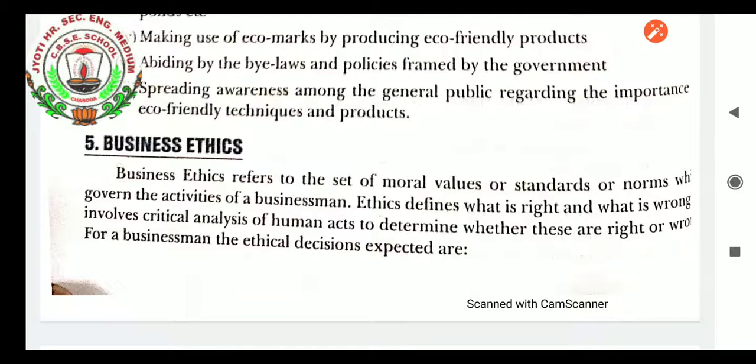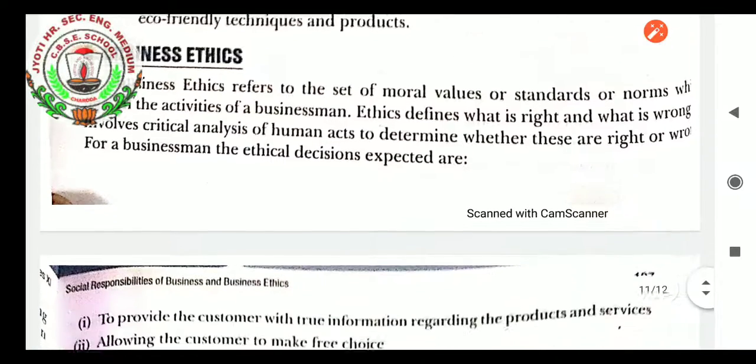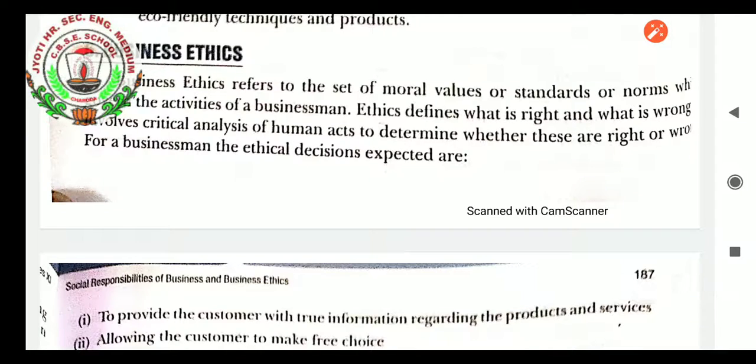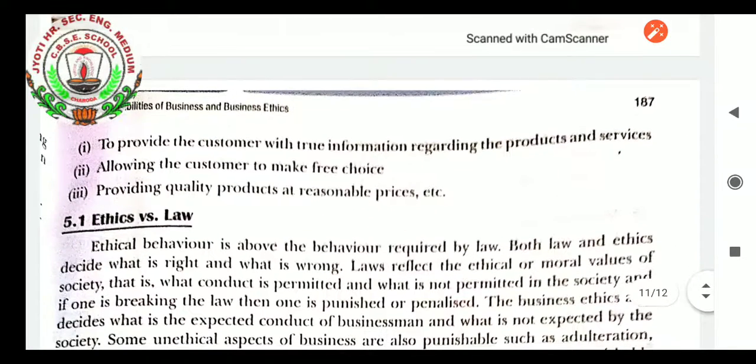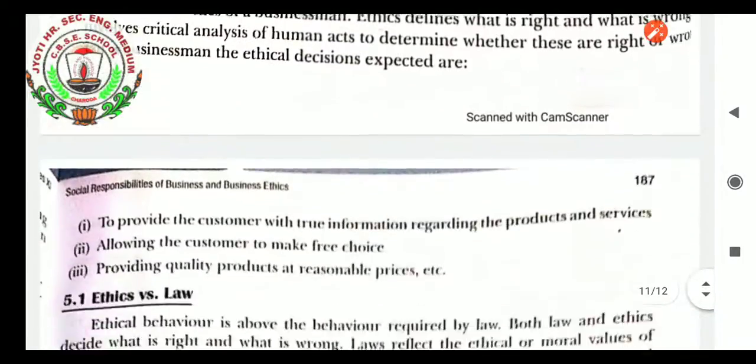Ethics refers to the set of moral values or standards or norms which govern the activities of a businessman. Ethics defines what is right and what is wrong. It involves critical analysis of human acts to determine whether they are right or wrong. For a businessman, the ethical decisions expected are to provide the customer with true information regarding the product and services, allowing the customer to make a free choice, providing quality products at reasonable prices, etc. So these are the ethical values a businessman has to follow.